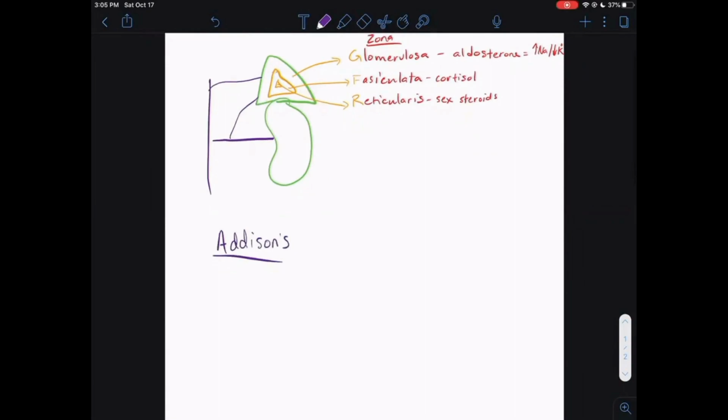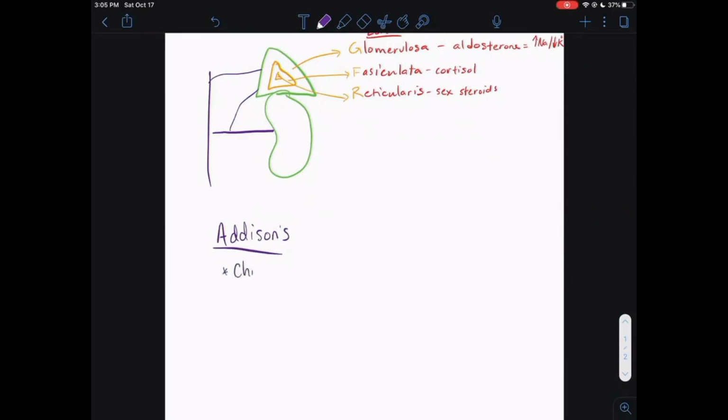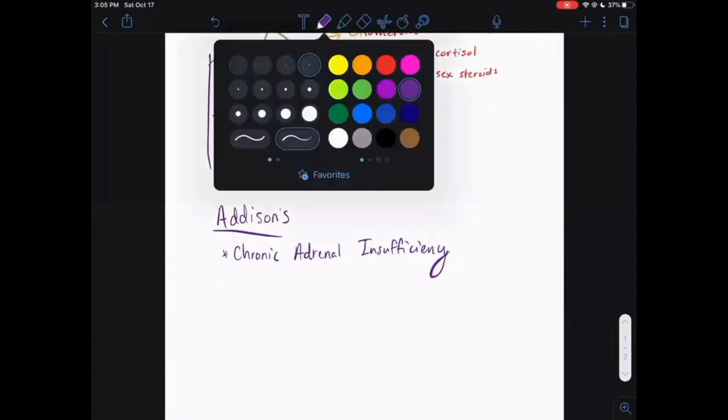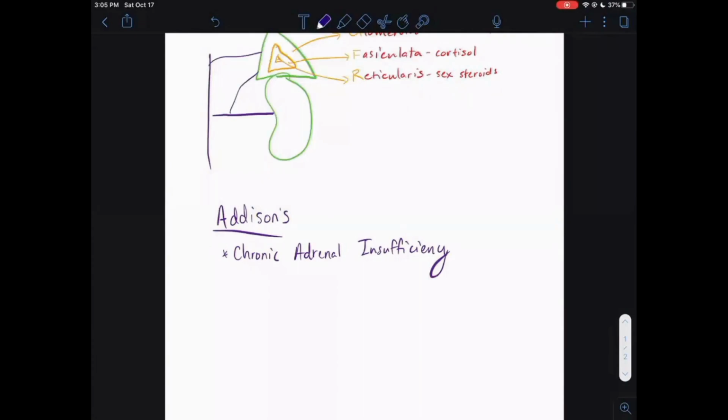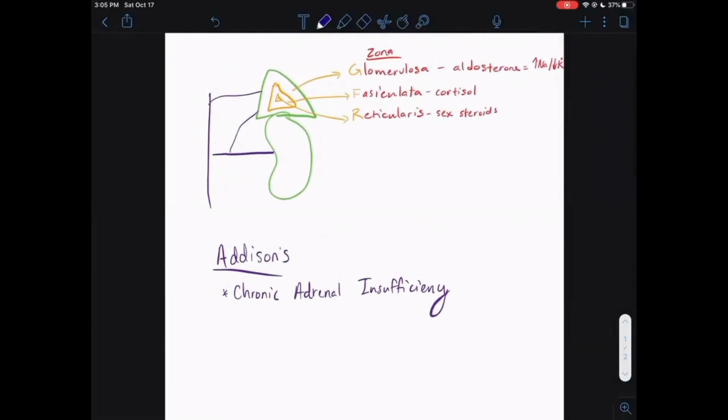Another name for Addison's is essentially chronic adrenal insufficiency. Knowing what's made in the adrenal glands is going to help you figure out the symptoms for Addison's, because if none of it is working because it's insufficient, then you're going to get the symptomology that you're looking for here. The 2 main things that you lose with adrenal insufficiency are the glomerulosa and the fasciculata. So we're going to put X's in these 2 areas, the glomerulosa and the fasciculata.